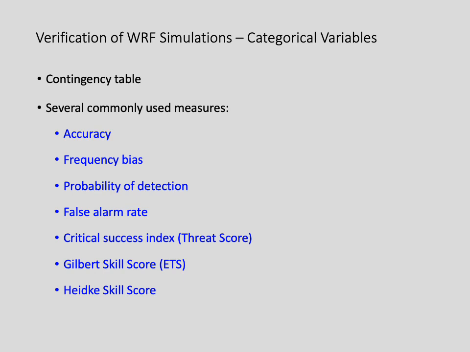We have discussed the verification of continuous variables. Now let's take a look at the categorical variables. A categorical forecast is a forecast of the occurrence or non-occurrence of a specific event, which must be clearly defined. Categorical variables often involve the yes or no forecast. To verify this type of forecast, we often start with a contingency table that shows the frequency of yes and no.